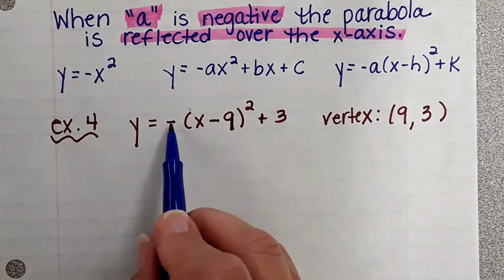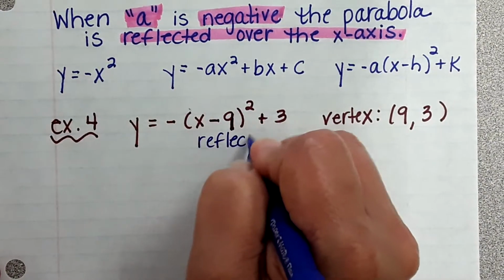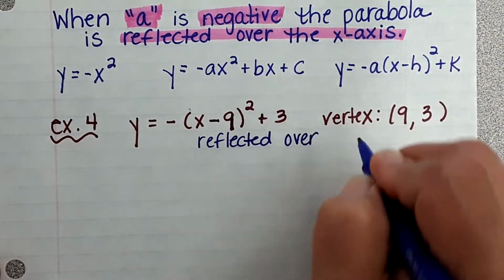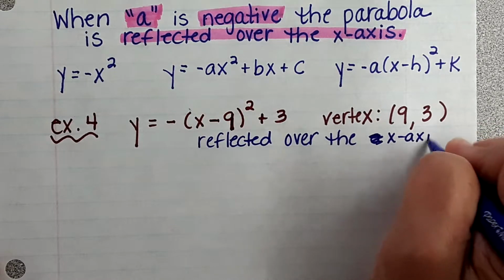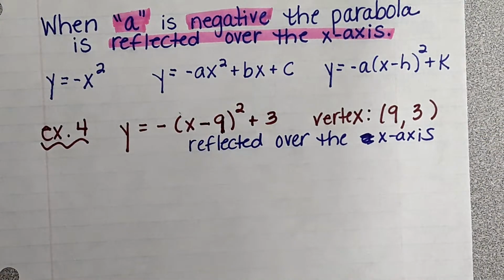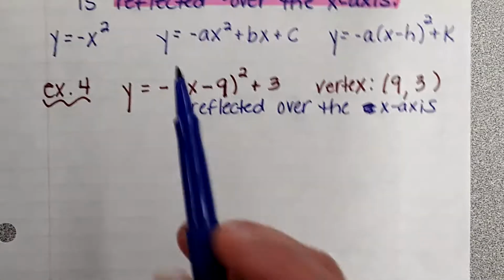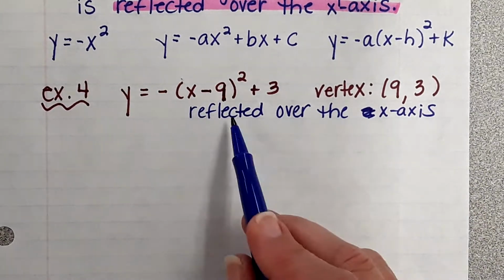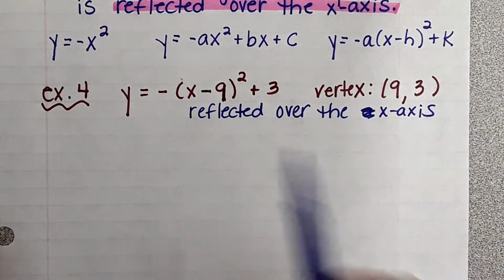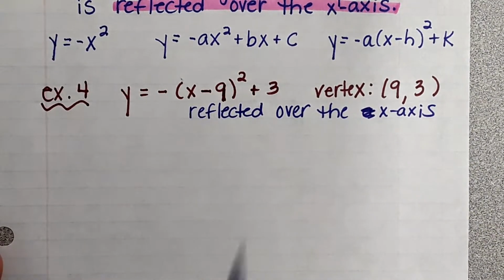Okay, so now, the negative tells us that it is reflected over the x-axis. So you guys, you always start with the first thing you see. So the first thing I see after the y. The y doesn't count, the equal doesn't count. It's what do you see first after the equal sign? I see a negative sign. If there's no negative sign, then you won't write this. But there's a negative, so it's reflected over the x-axis. Only if there's a negative, that's when you write reflected over the x-axis.